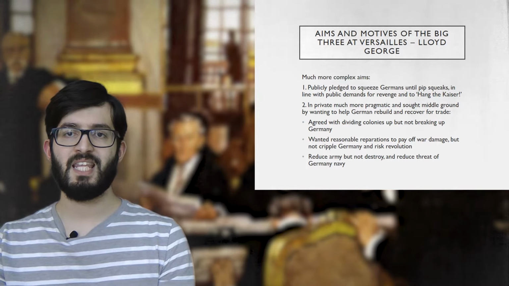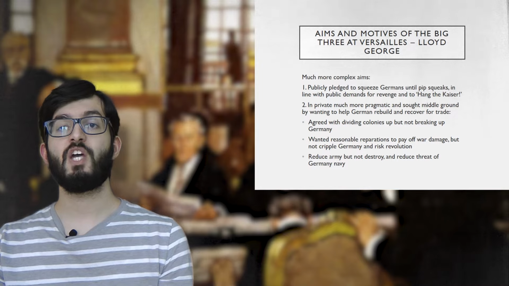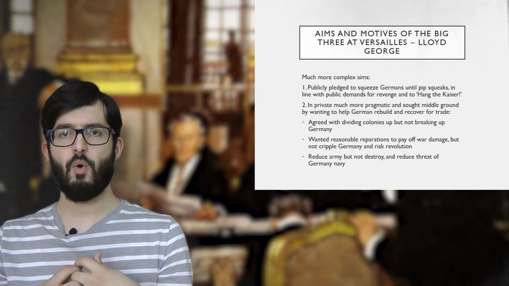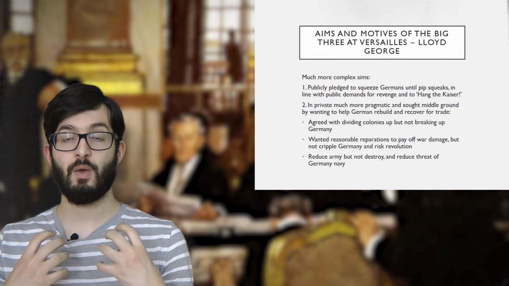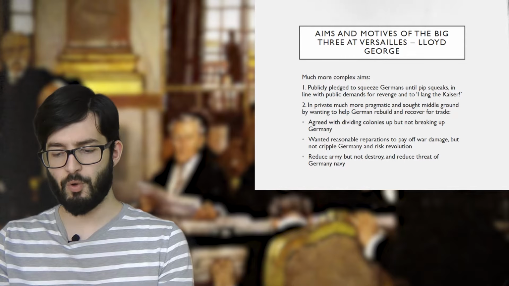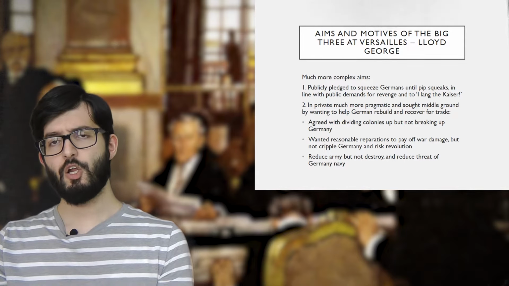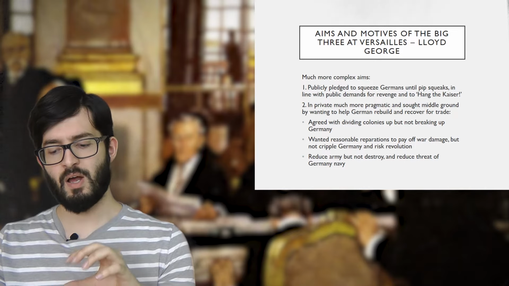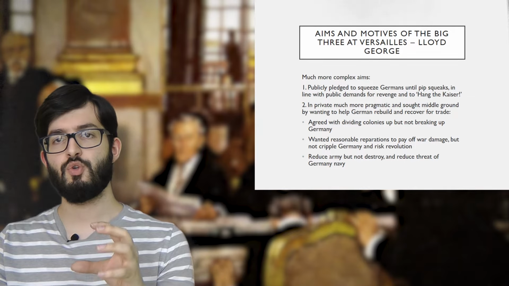The British public, having seen the damage of the war, and also due to the quite heightened propaganda efforts by the government itself against Germany, are quite convinced they want real revenge, and they want Germany to be punished severely for their role in the war. However, in private, Lloyd George is much more pragmatic, and he wants to seek a middle ground solution because he has two concerns.